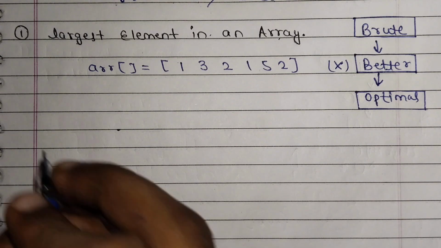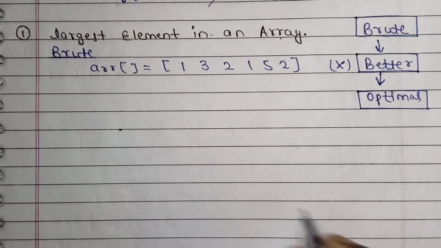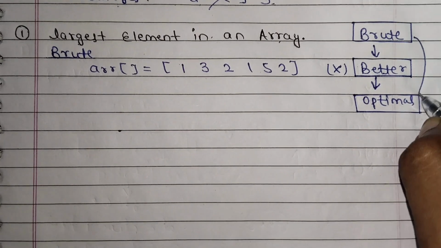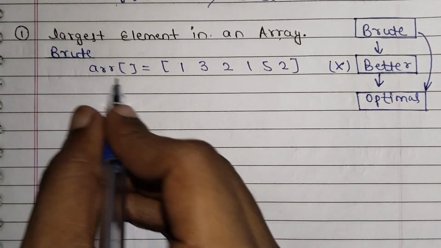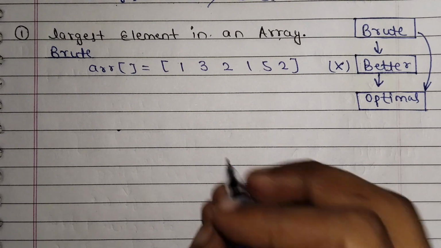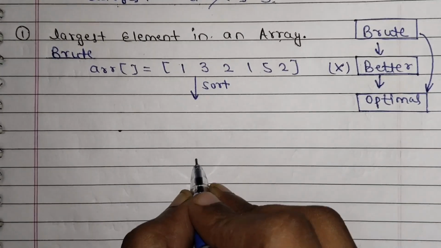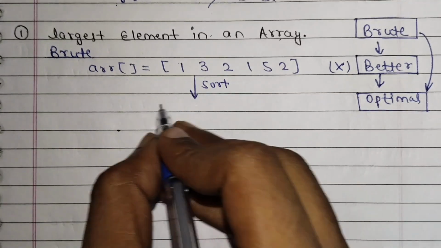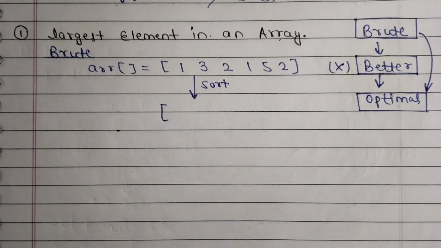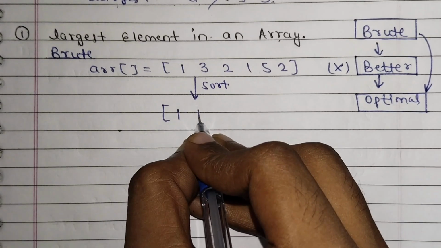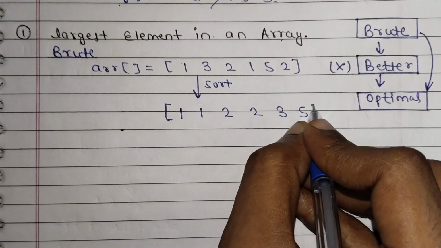We have to start with the brute force approach, and then optimize our solution to reach the optimal solution. The brute force approach for solving this question is to sort the elements. If we sort them, the elements are in ascending order: 1, 1, 2, 2, 3 and 5.